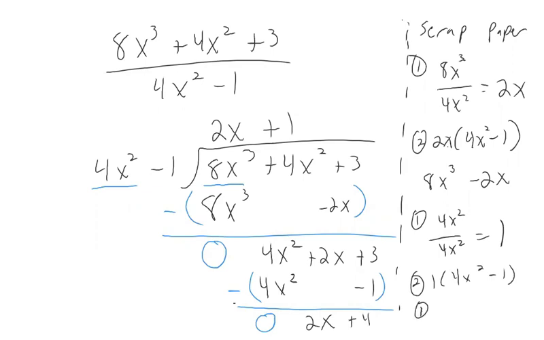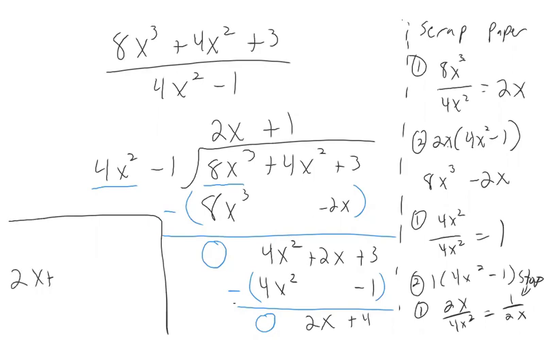Come to my scrap paper again. 2x over 4x squared equals 1 over 2x. That is not a polynomial, so I stop. It doesn't go in evenly, so I stop. So my final answer is 2x plus 1. I had a remainder, so I do plus 2x plus 4 all over my original denominator of 4x squared minus 1. Not a pretty problem, I know that.